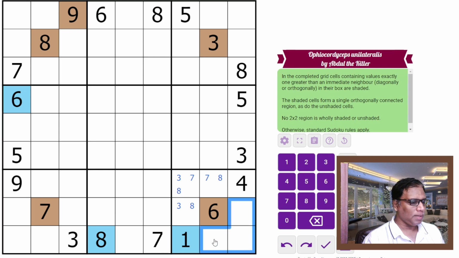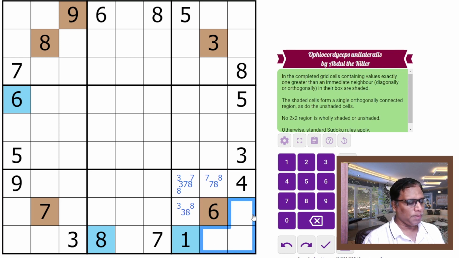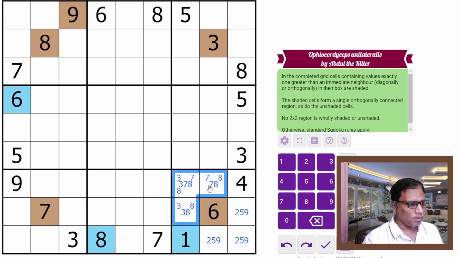8 is not here, so 8 must be here. 7 is not here, so 7 is here. And 3 is here. See, we got the 3, 7, 8 triplet. So that is 3, 8. That is 7, 8. And that is 3, 7. That means in this box, 3, 7, 8 will be contained only in these cells. They cannot appear here. And so what is this? That must be 2. I don't see 5 and I don't see 9. 2, 5, 9. And we can maybe remove this corner pencil mark.